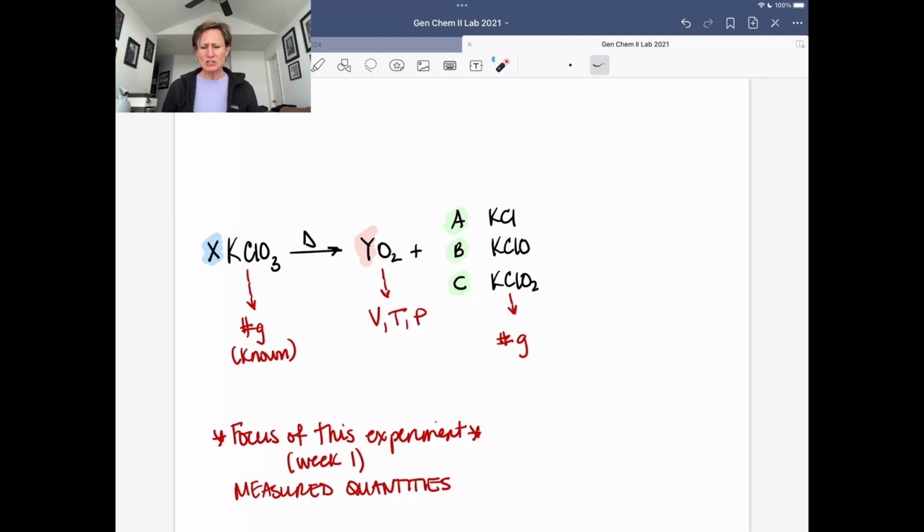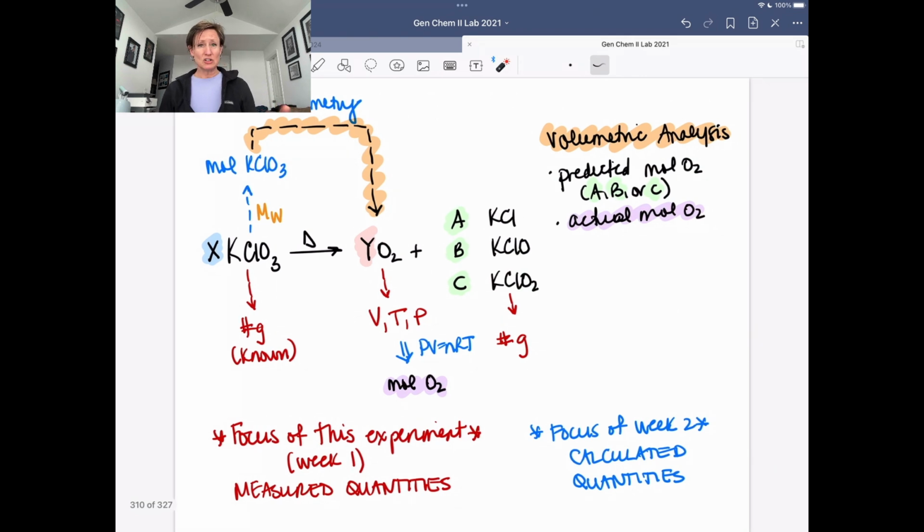Okay, so how does this all work together in terms of the calculations? There's 2 kinds of calculations that we're going to do, and we're going to see if they're internally consistent in terms of telling us which of these do we make. Okay, the first one is called a volumetric analysis. Why we call it a volumetric analysis is we are going to be using the volume of gas that's liberated to generate some data that's going to allow us to determine how much oxygen was actually generated, and then use that to make an estimation as to what product we made.